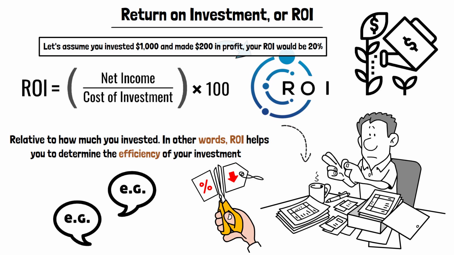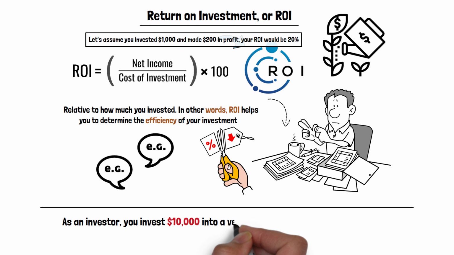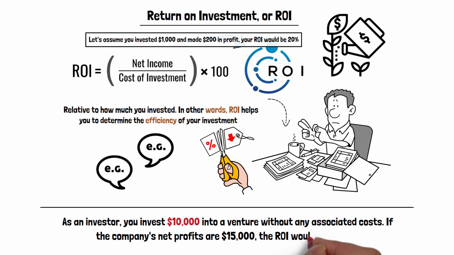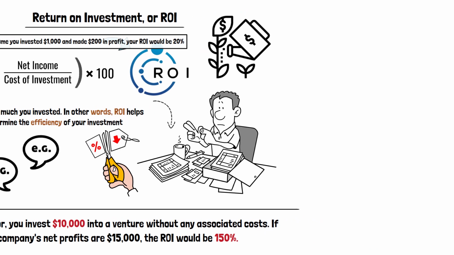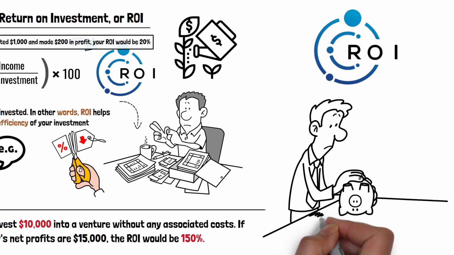Here's another example. As an investor, you invest $10,000 into a venture without any associated costs. If the company's net profits are $15,000, the ROI would be 150%. You can use ROI to compare investment returns between organizations. Then we move on to liquidity.